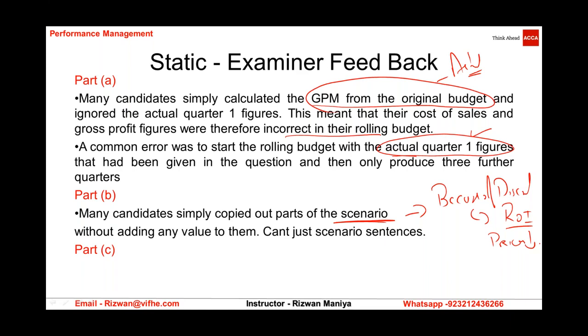You have to mention the problems. You do not have to write what is mentioned in the scenario. Are you all getting my point? So you have to mention the problem that will arise from this. Okay. So you can't just use scenario sentences. You have to tell what will result if this happens. So I hope this is clear.